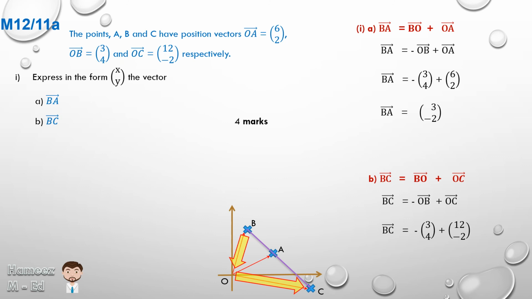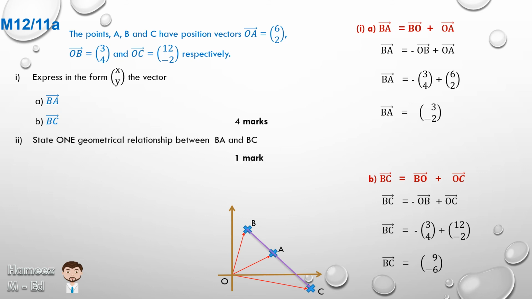Minus 3 plus 12 is equal to 9. And minus 4 plus minus 2 will be minus 6. So BC is equal to (9, -6). And if we look at our sketch, we're moving 9 units to the right and 6 units down. So we're kind of going downwards to the right. Good.